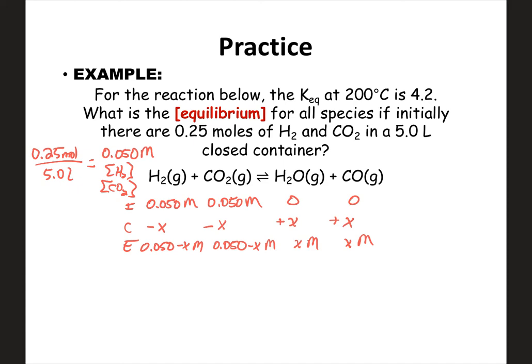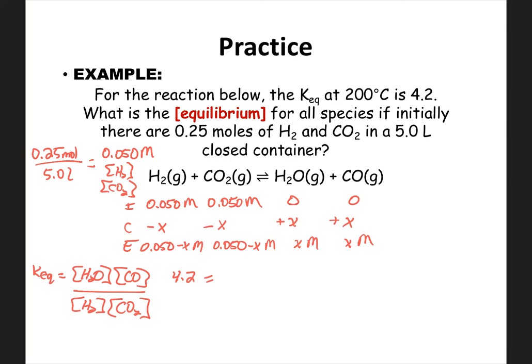I need to plug in to KEQ. So I need to write my KEQ expression, right? Products over reactants. So we're going to have the concentration of H2O times the concentration of CO. Again, they're all one-to-one. They're all gases, so they're all going to be in my equilibrium constant expression, all over the concentration of H2 times the concentration of CO2. So I wrote my equilibrium expression. Now I'm ready to plug in what I know. They told me the KEQ was 4.2, and that's going to be equal to the concentration of H2O times the concentration of CO, which are both X.